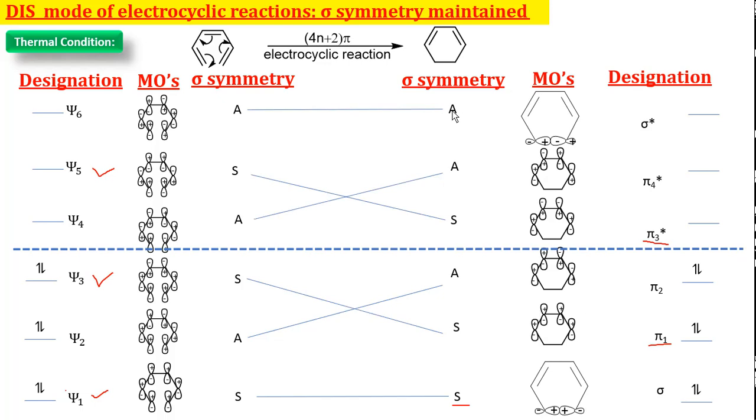What do you observe here? Ground state molecular orbitals are correlating with ground state molecular orbitals. That means low energy molecular orbitals correlate with low energy molecular orbitals, and high energy with high energy. These are not crossing; they follow the non-crossing rule. That means sigma symmetry is preserved under which condition? Thermal condition. When sigma symmetry is maintained, disrotation is allowed under thermal condition.